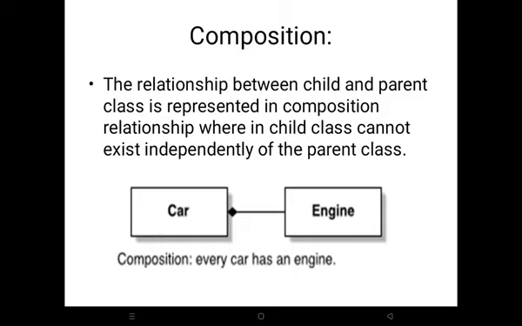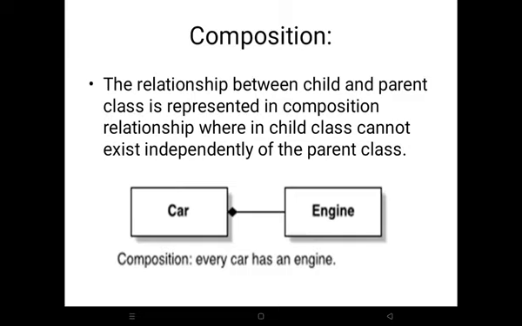The next very important relationship is the composition relationship. What do you mean by composition relationship? The relationship between child and parent class is represented in composition relationship. See here, the child class cannot exist independently of the parent class. Every car has an engine. Without an engine, what is the meaning of the car? So the car cannot exist independently of the engine. The engine cannot exist independently of the parent class. This is called composition relationship.